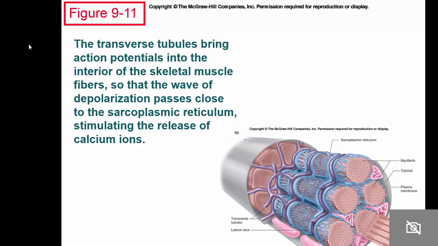This thing is a muscle cell. These are myofibrils, right? These are not muscle cells. This whole thing is a muscle cell, right? So these T tubules are on the outside of these myofibrils. So this positive charge is going to come down each of these T tubules. That's what the T tubules do.